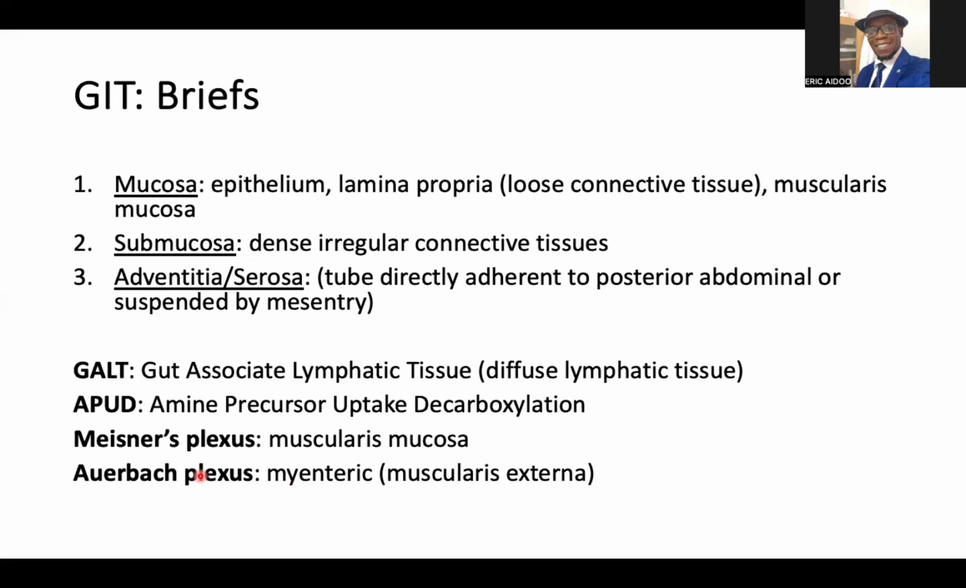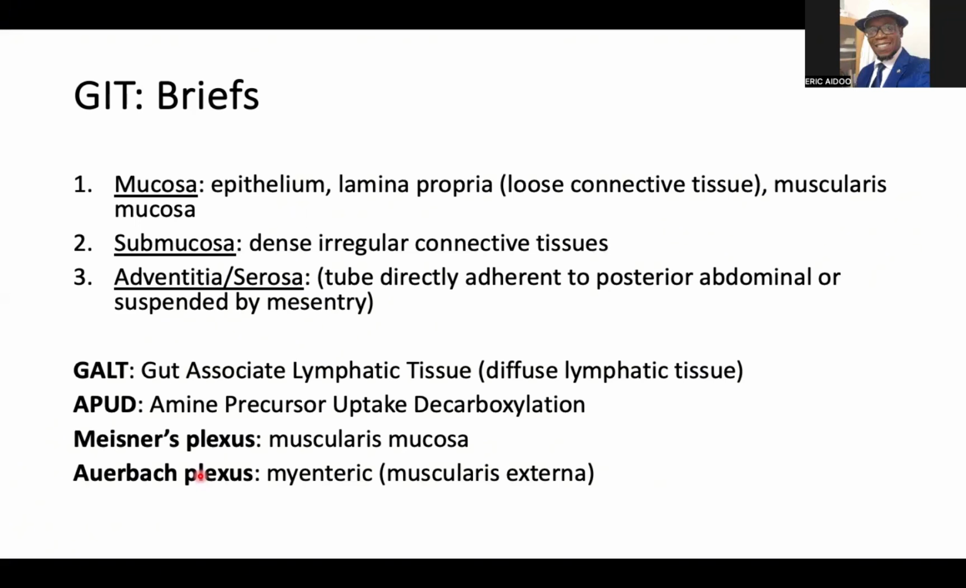Then beneath that, you have the submucosa, which is usually made up of dense irregular connective tissue, followed by the adventitia or serosa, depending on whether the tube is directly attached to the posterior abdominal wall. You are going to have an adventitia, or if it is suspended by a mesentery, then you have a serosa.